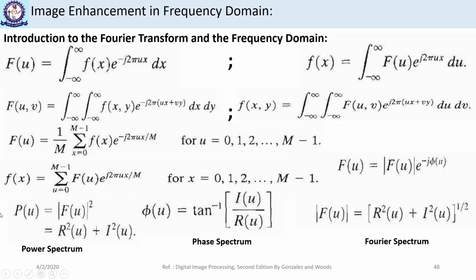Now since power is analogous to the square of the magnitude, the square of the magnitude would be R square plus I square. So this is called the power spectrum of the signal.